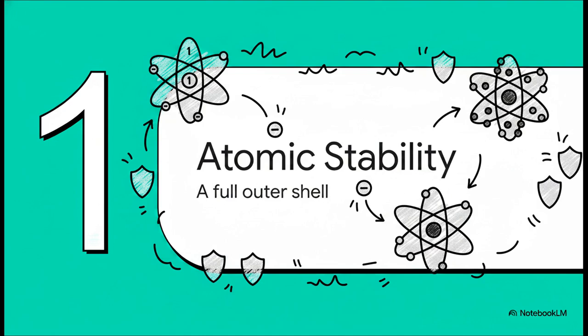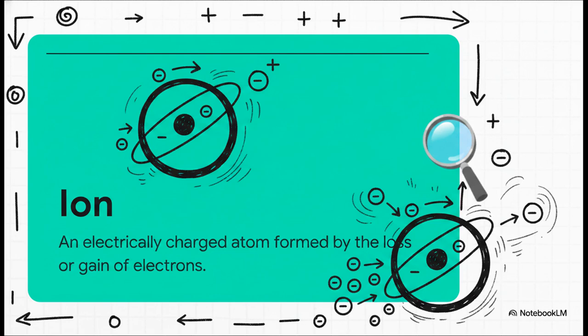Let's meet our microscopic actors whose whole existence is driven by one singular, shared goal, achieving perfect atomic stability. To understand this quest, we need to know what happens when an atom tries to get stable. Basically, an ion is an electrically charged atom, or group of atoms, formed by the loss or gain of electrons. See, to get a full outer shell, just like a completely stable noble gas, atoms will actually shed or steal electrons. And when they pull off this little heist, they transform from neutral atoms into electrically charged particles called ions.